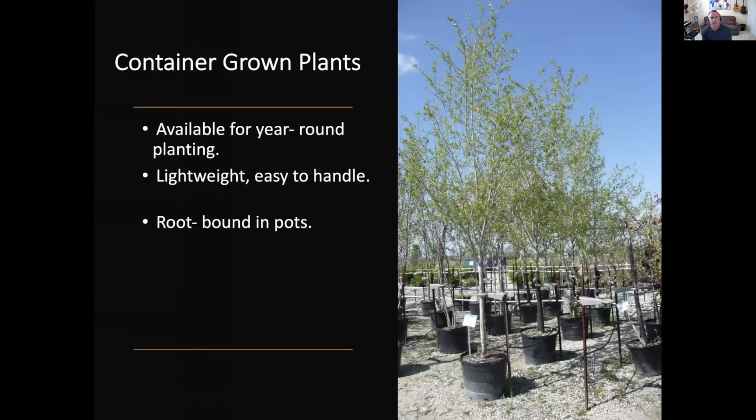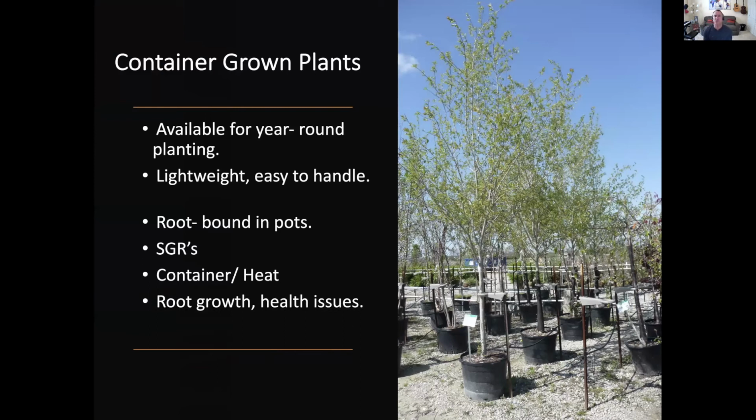Now, container grown plants have some advantages, and they also have their disadvantages as well. They're available year round for planting, whereas balled and burlap materials are typically dug in the spring, based on anticipated demand. There is some fall digging, but the majority of the trees that are balled and burlap are what's available in the spring is all you have. So procuring those plants based on size and planting medium is important to realize whenever you're speccing those out and planning for future plantings.